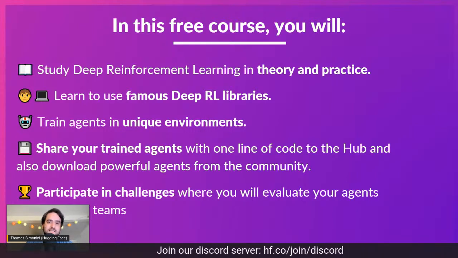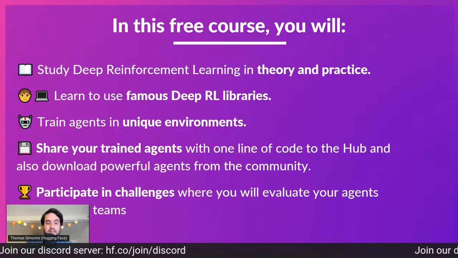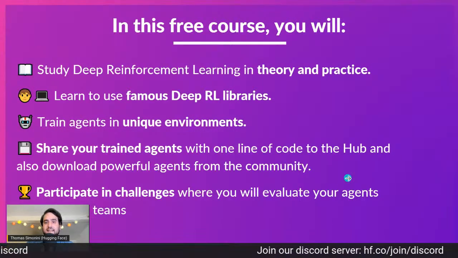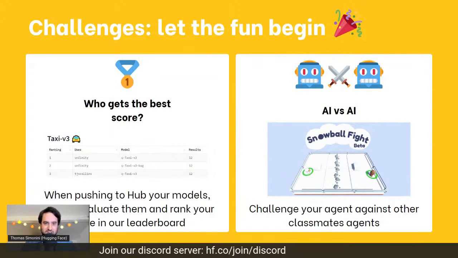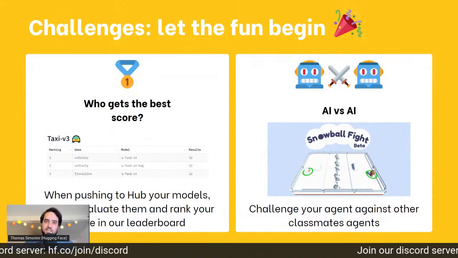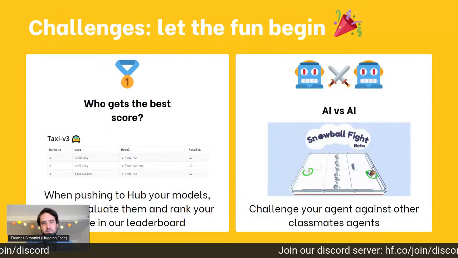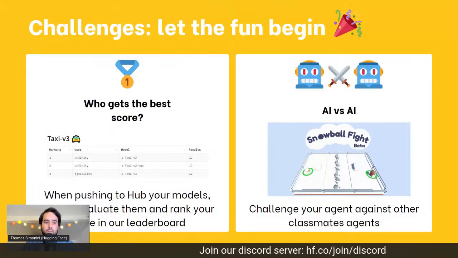And the final one, which is, I think, one of the most interesting, is that you will participate in challenges where you will evaluate your agents against other agents and against other teams. It's something you will know more about in January, but I want to explain a little bit. There are two types of challenges. The first, which if you started the course you already saw, is who gets the best score.